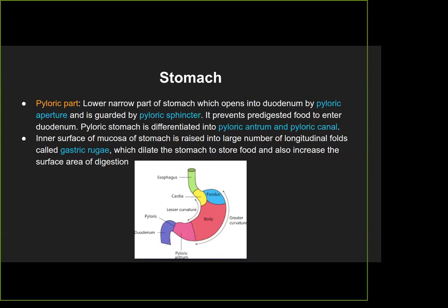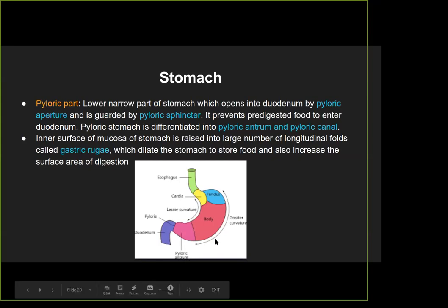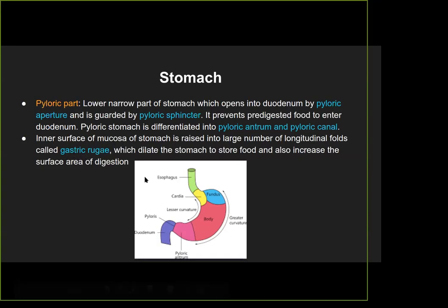Even in the stomach, this mucosa layer is raised into a large number of longitudinal folds. Longitudinal folds are like an inward growth, extended so that it allows more surface area for digestion to occur. These longitudinal folds inside the stomach are called gastric rugae. They are literally U-shaped structures extending inward from the wall of the stomach.